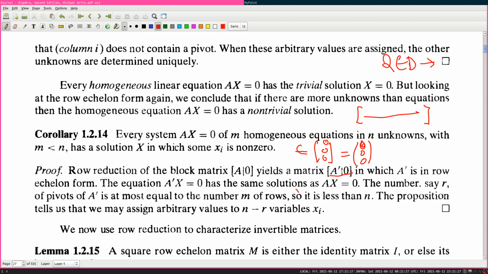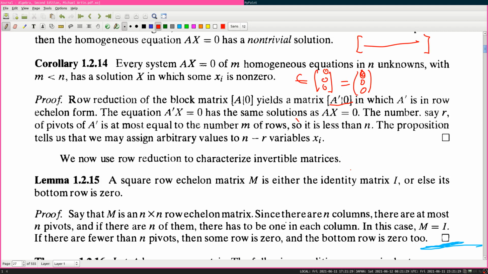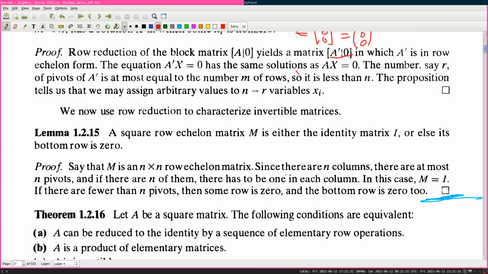We now use row reduction to characterize invertible matrices. Lemma 1.2.15: a square row echelon matrix M is either the identity matrix I or else its bottom row is 0. Think about that. Right, so this is what I was saying earlier. Huh? Let me think. A square row echelon matrix M is either the identity matrix I or else its bottom row is 0. Okay. Let's look at his proof.